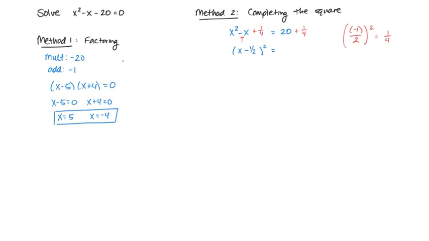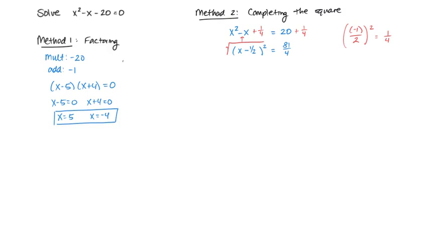On the right-hand side, we want to add the 20 and the 1/4 and write this as an improper fraction. So we do not want any mixed numbers or decimals. So using our calculator, this turns out to be 81/4. So now that we have this written as a quantity squared is equal to just a constant, now we can use the square root property.